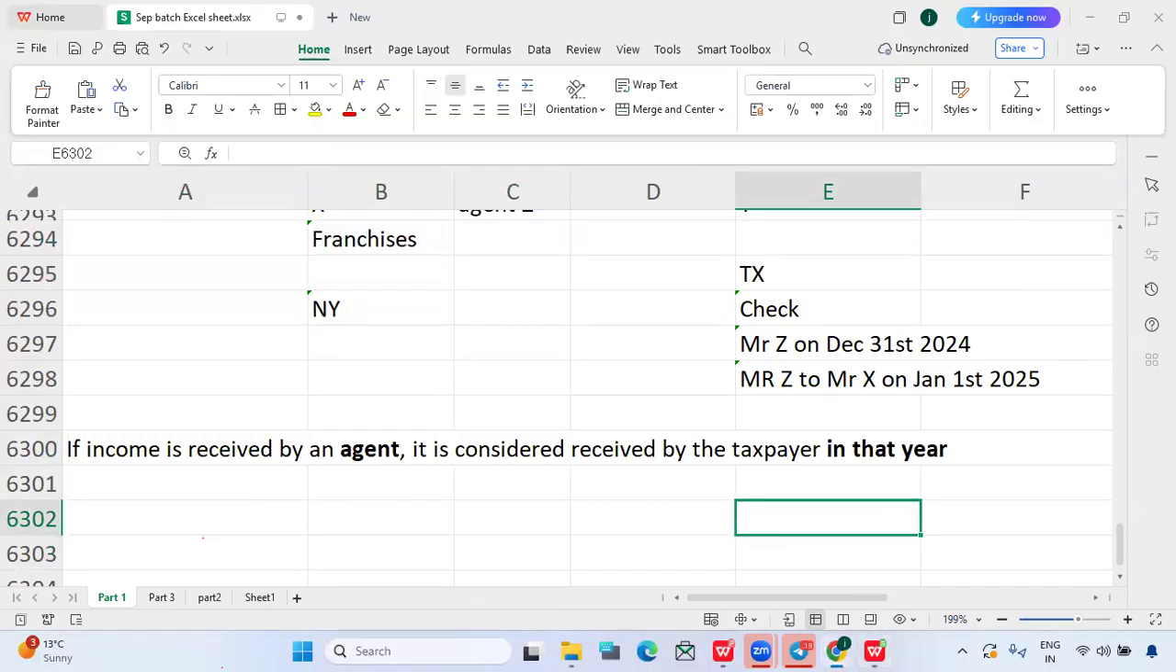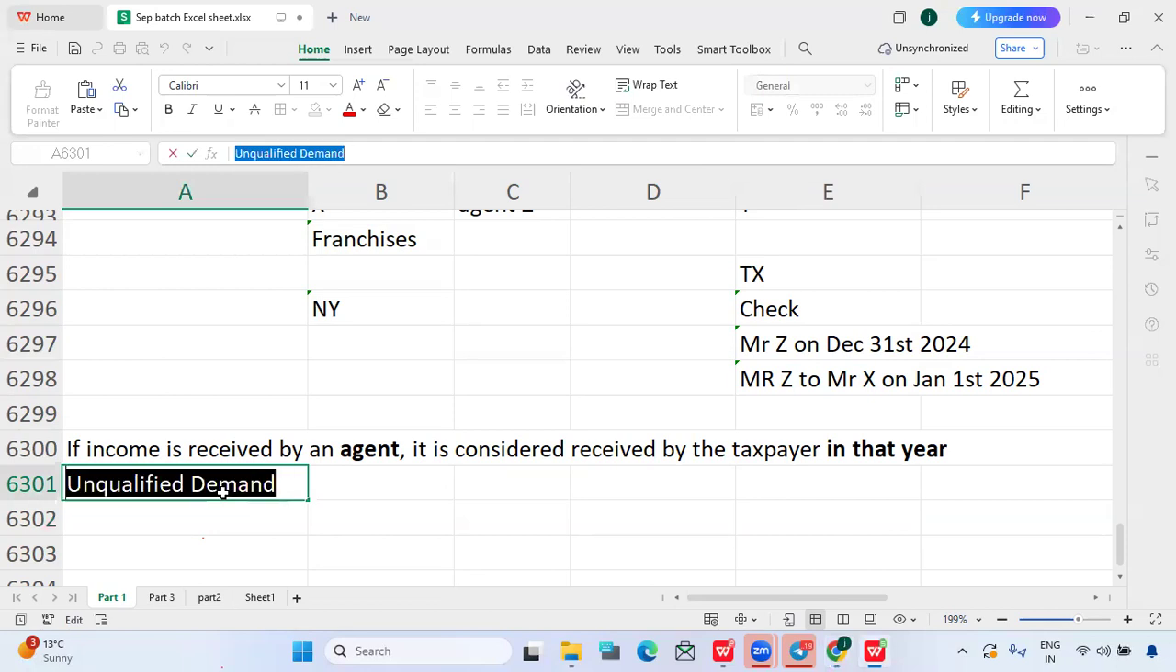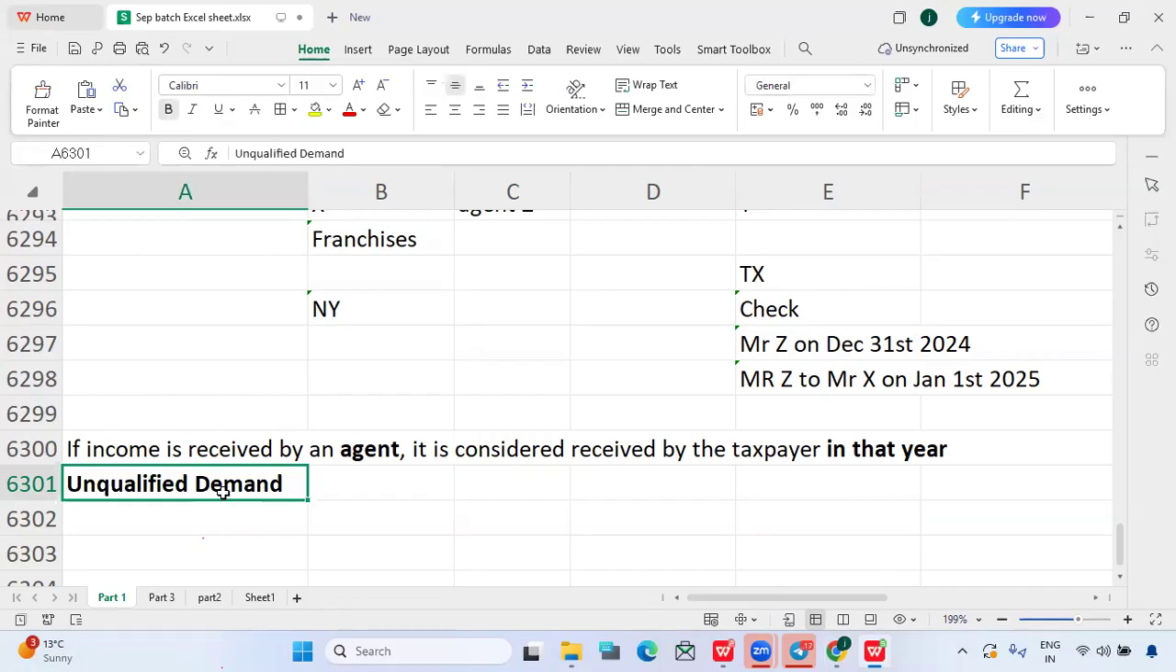This is clear. And also make sure to check in the exam or any questions that there should not be any unqualified demands, which means unrestricted access without conditions. If there is an unqualified demand, then it is taxable, which is constructive receipt of income. Okay.